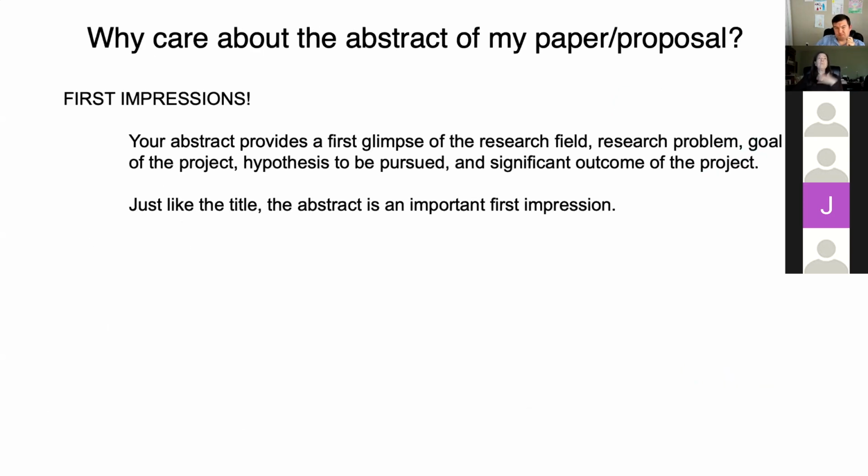Okay, why do we care about the abstract? Like the title, the abstract is, again, a first impression. It gives not just a glimpse of the overall idea like the title does, but it gives more detail. What's the problem? What's the gap in the field? What is the hypothesis? Why is this a fantastic idea? Okay, and that's where you're going to try to articulate. Now that you have an idea that you're excited about, it's time to put it to paper.